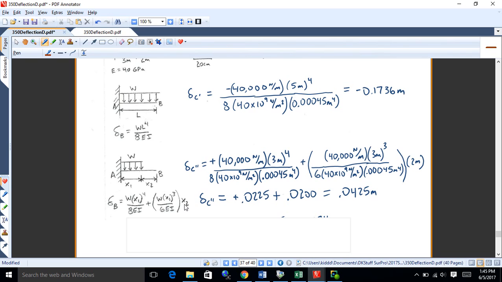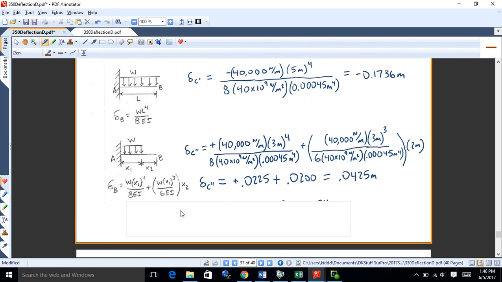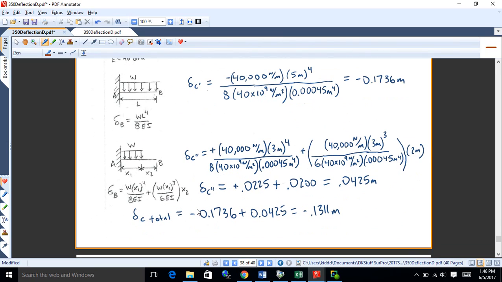So it's Wx1, which is 3 meters for us, to the 4th over 8EI, plus Wx1 to the 3rd over 6EI times x2. And that's a deformation formula plus a slope times a distance. And that comes out to be 0.0425 meters. So this beam is going down 0.1736 meters, but then it's rebounding back up 0.0425 meters. So the net deflection is the negative 0.1311 that we got doing all the angles.